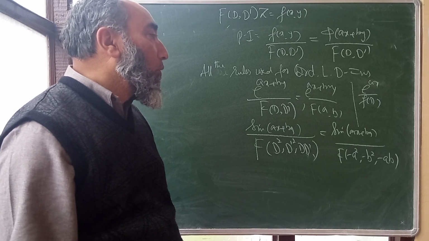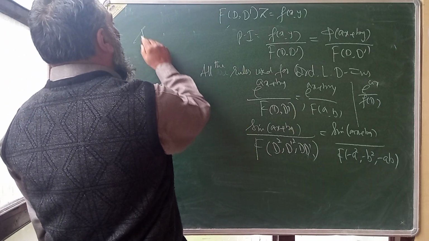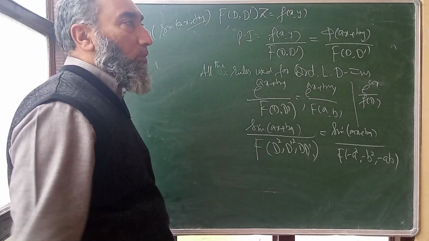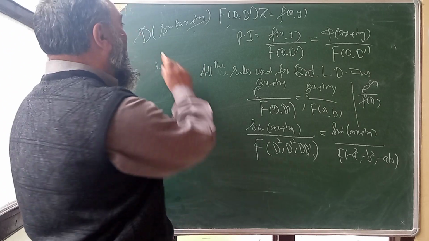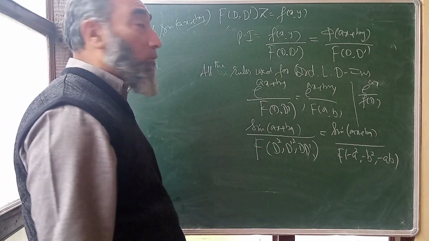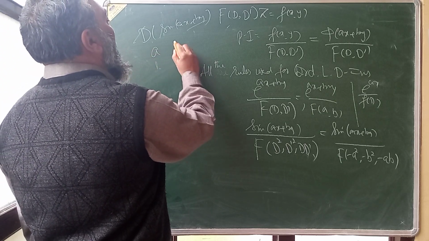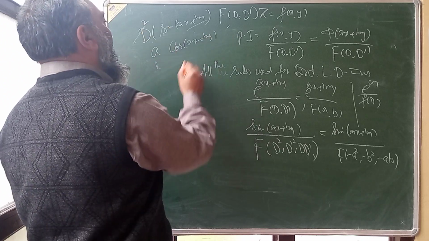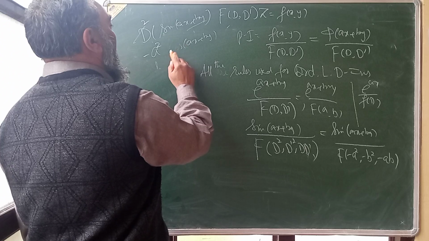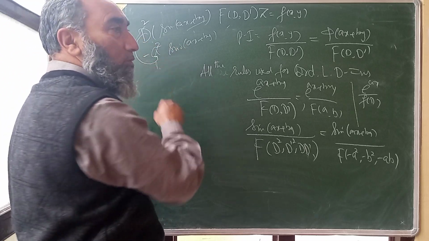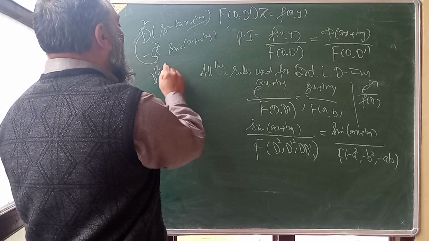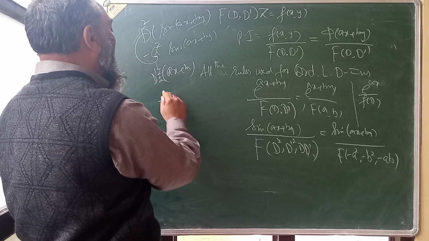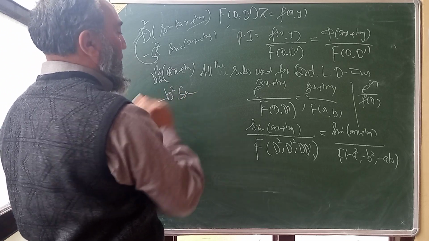You can see in the notes what is the differentiation of sin(ax plus by). This is a partial derivative of a function of two variables. You are differentiating with respect to D. D means you are differentiating with respect to x. Once gives cos(ax plus by). Differentiate twice, this is again minus a square sin. So you are replacing D square by minus a square. If you differentiate with respect to D dash, meaning with respect to y, this will be minus b square sin. Simple.